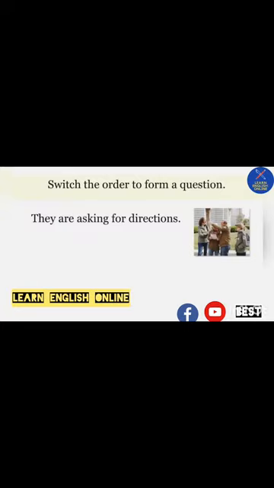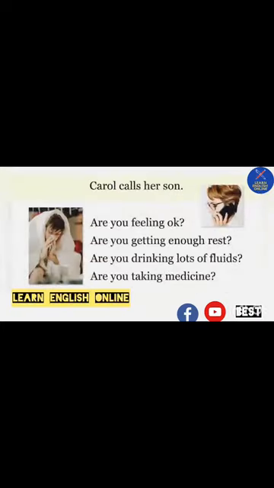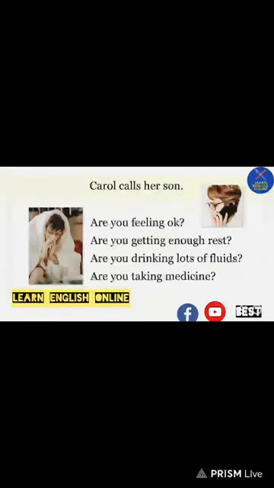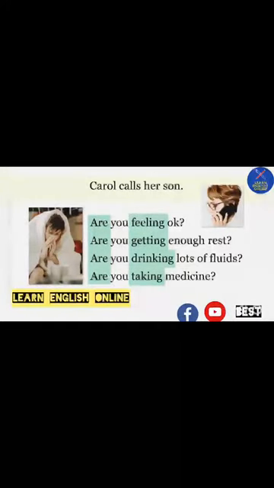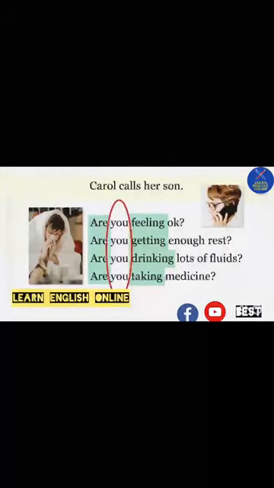Switch the order to form a question. Now, how to say, "They are asking for directions." To make a question, we are going to switch the be verb. Are they asking for directions? Yes, they are. Here are some more examples. Are you taking medicine? Look at all of these questions. They all have the be verb and a verb with ing, and the subject is in the middle.